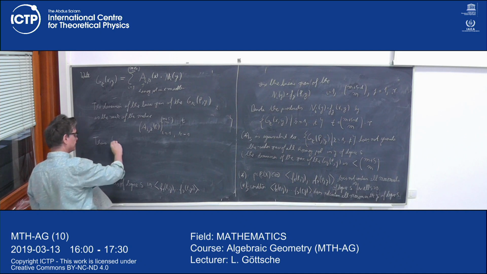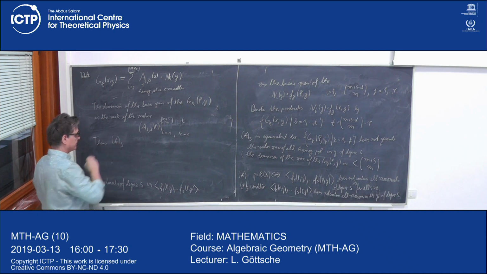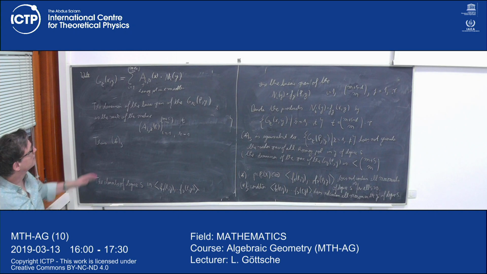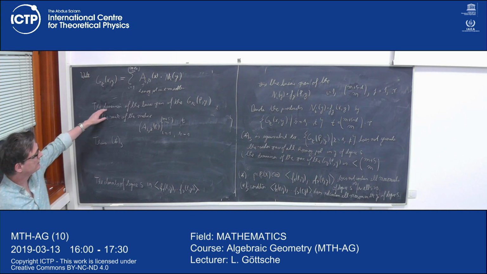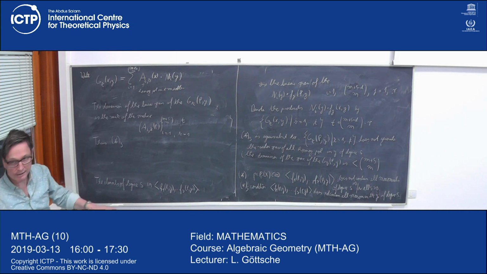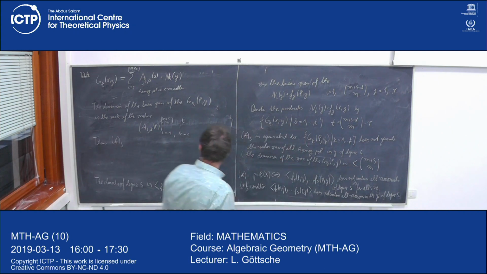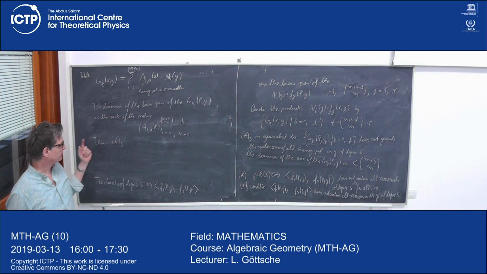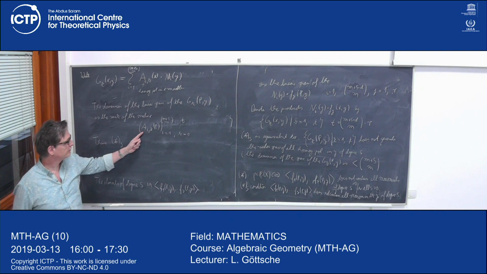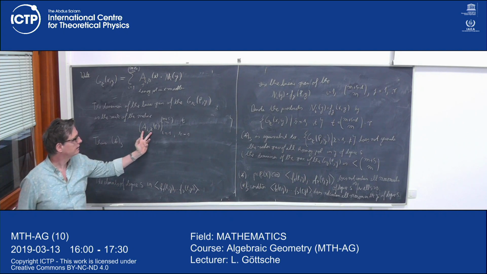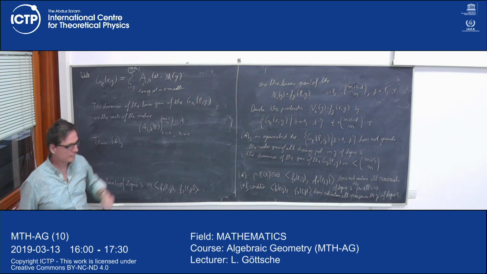So therefore the condition star s, which means that the dimension of this linear span is not equal to the whole thing, or in other words, that the dimension of the linear span is smaller than this, is equivalent to the condition that the rank of this matrix is smaller than the maximal possible rank, which is m plus s choose m.